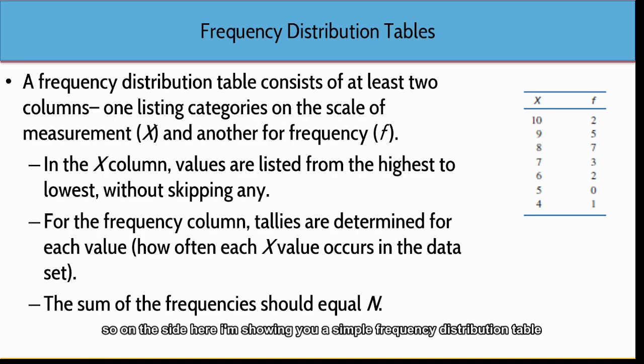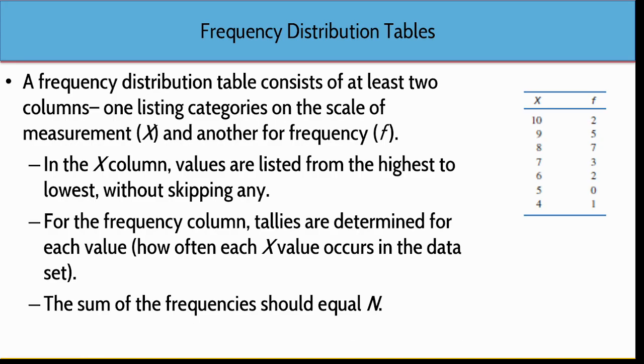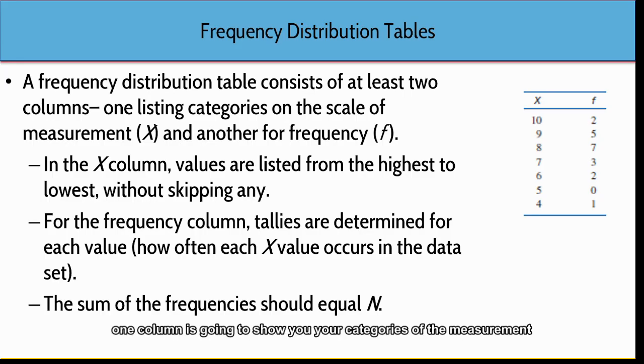On this slide, I'm showing you a simple frequency distribution table. It's got two parts, and those two parts are listed as columns. One column is going to show you your categories of the measurement, and it's category X, or column X in this particular slide. And then it's going to have a second column showing you the frequency. Your X column lists out all the values from the highest to the lowest that showed up in your data set. And then under the frequency column, you have a tabulation or a tally for each one of those times that variable appeared. Or in other words, how often each X value occurs in your data set.